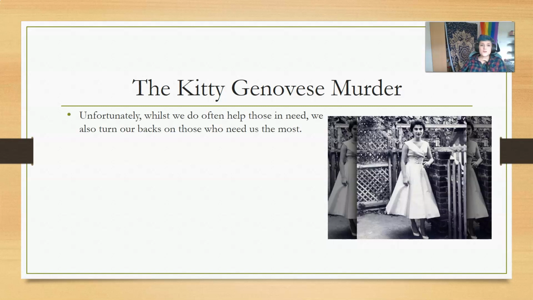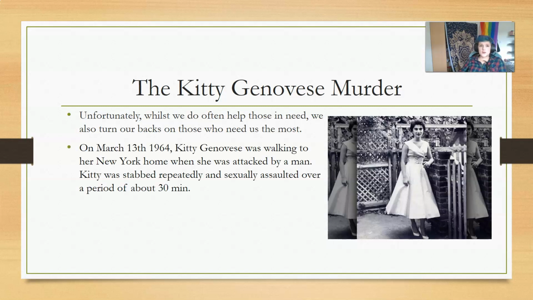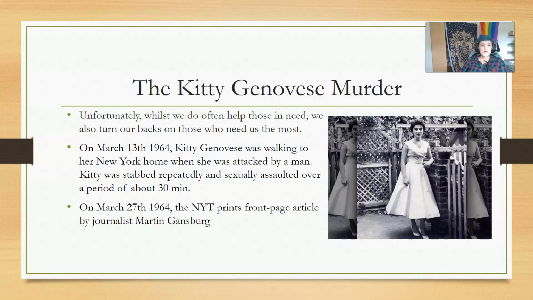Unfortunately, whilst we often do help those in need, we also turn our backs on those who need us most. On March 13th in 1964, Kitty Genovese was walking to her New York home when she was attacked by a man. Kitty was stabbed repeatedly and sexually assaulted over a period of about 30 minutes. On March 27th in 1964, the New York Times prints a front page article by journalist Martin Gansberg.